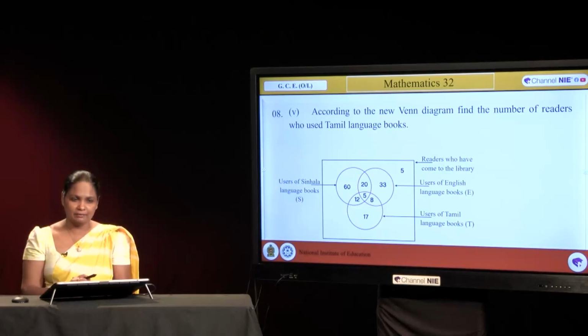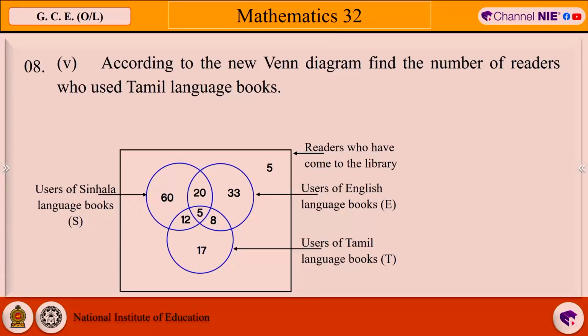In part 5, it says, according to the new Venn diagram, find the number of readers who used Tamil language books. So, Tamil language books represent this circle. Once you add them, you will get the answer as 42. If you have done so, you will get 1 mark. So, that is the end of the 8th problem, and I hope all of you got 10 marks for that.